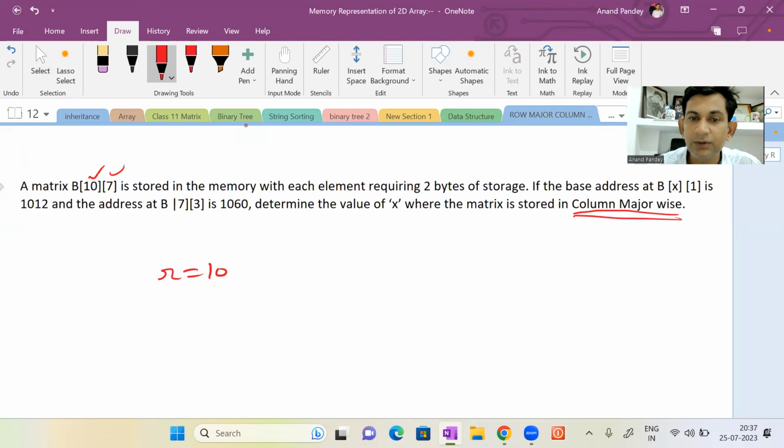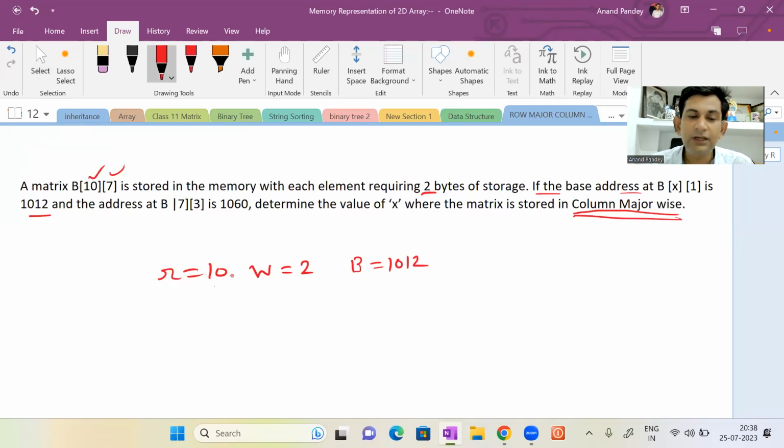The array is stored in memory with each element requiring 2 bytes of storage. So the value of W will be 2. The base address is now given: the base address of A[1][1] is 1012. So here the base address is 1012.